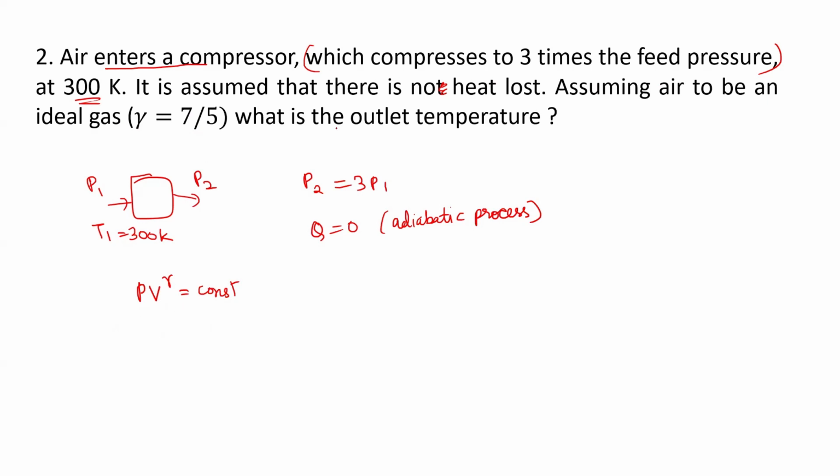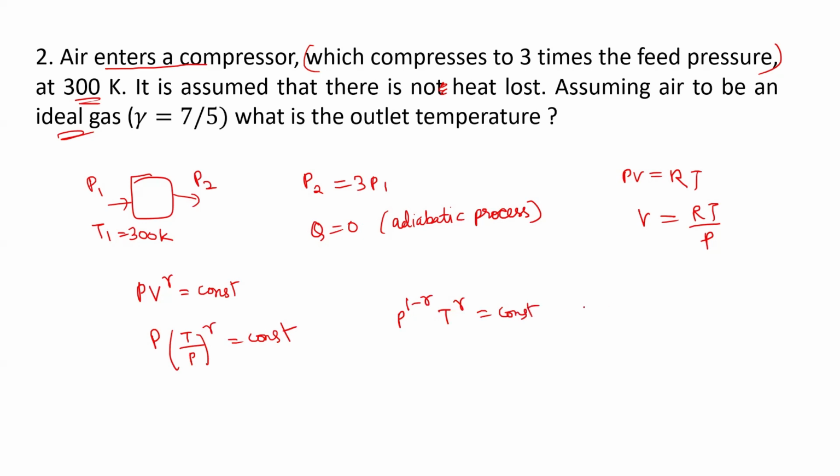Here, this is an ideal gas, right? So we have PV equal to RT, so V can be expressed as RT by P. Taking only the proportionality, P into (T by P) to the power gamma is equal to some constant. So I say P^(1 minus gamma) T^gamma is equal to constant, leading to P^((1 minus gamma)/gamma) into T is equal to constant, right?